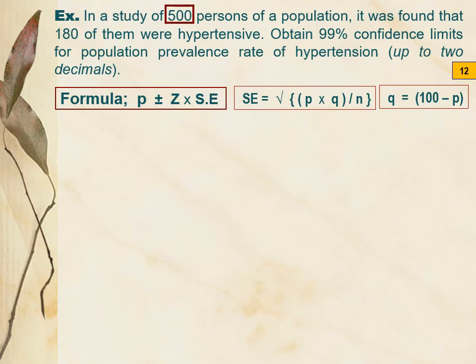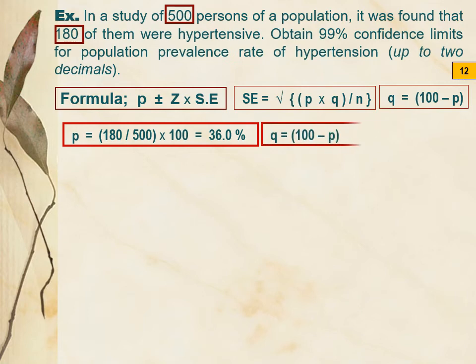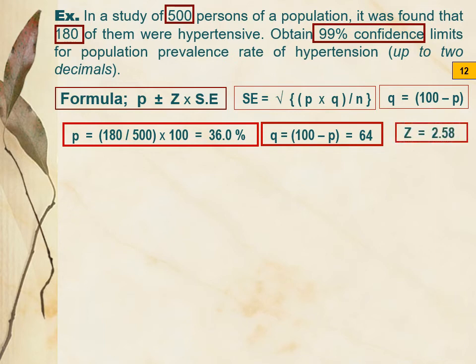You are given the sample size as 500. Out of 500, 180 were hypertensive, and these two values will give you the value of P, that is 36% were hypertensive in the sample. You have to obtain the interval. Lower limit will be less than this one, upper will be more than this one. Q, you will get 100 minus P, that is 64. And Z, for 99% confidence, it will give you Z equal to 2.58.